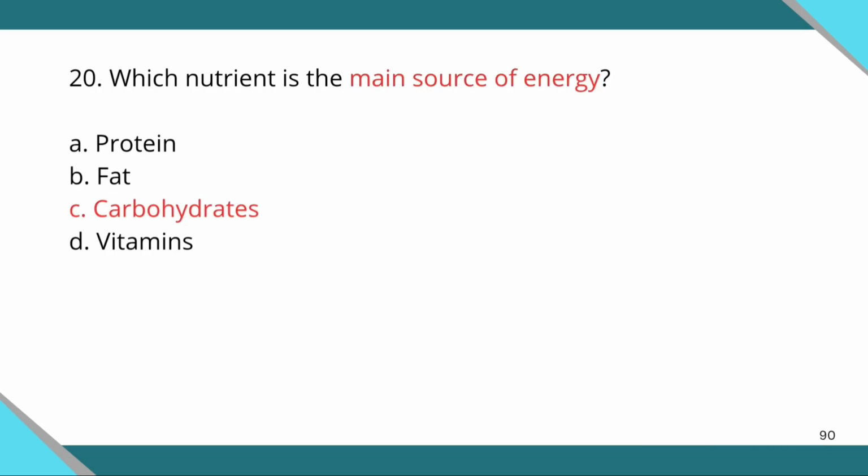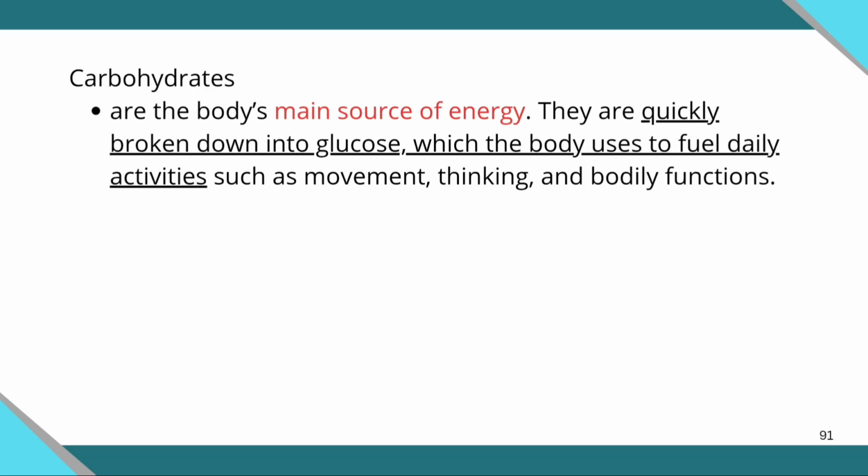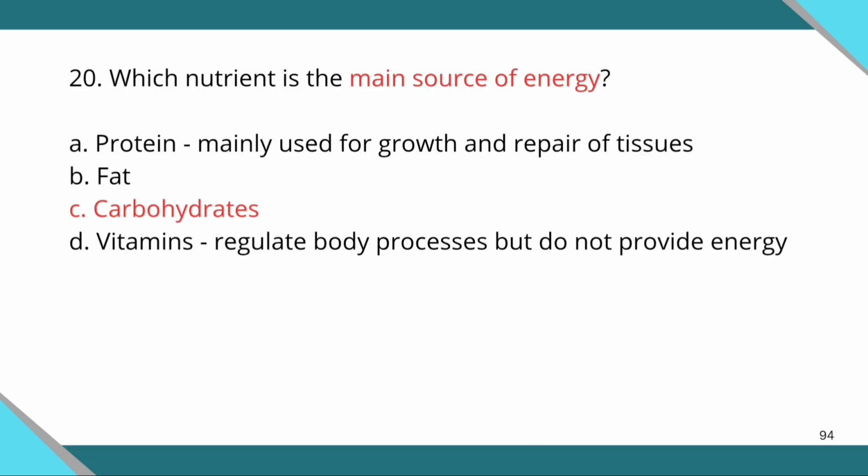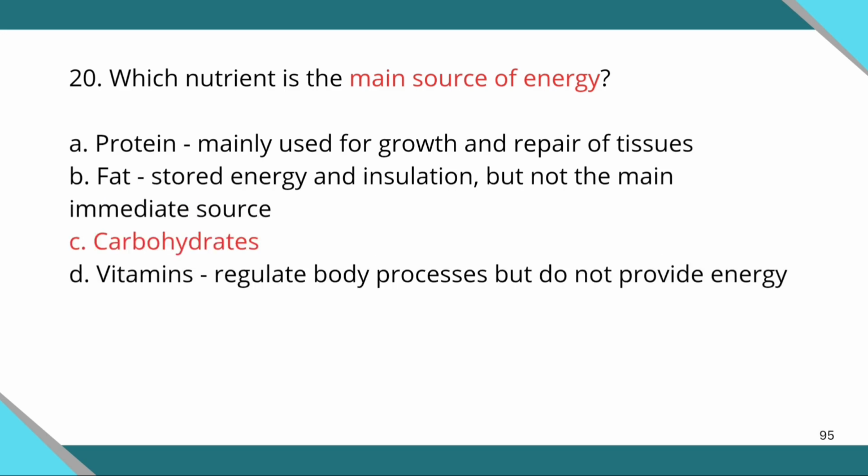The correct answer is letter C. Carbohydrates are the body's main source of energy. They are quickly broken down into glucose, which the body uses to fuel daily activities such as movement, thinking, and bodily functions. While the vitamins regulate body processes but do not provide energy, the protein is mainly used for growth and repair of tissues, and lastly fat. It is a stored energy and insulation, but not the main immediate source.